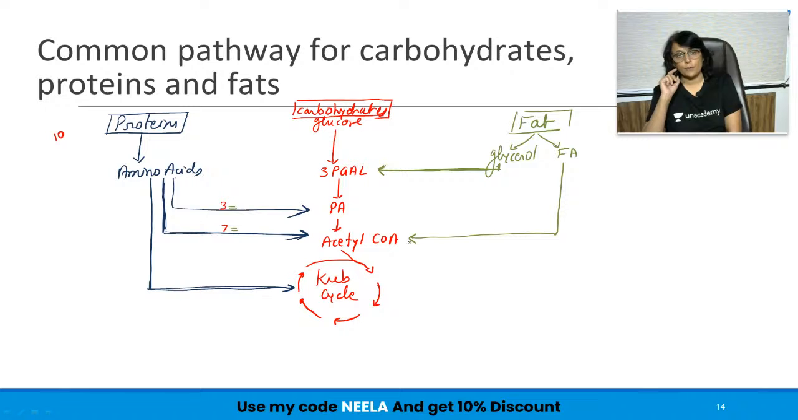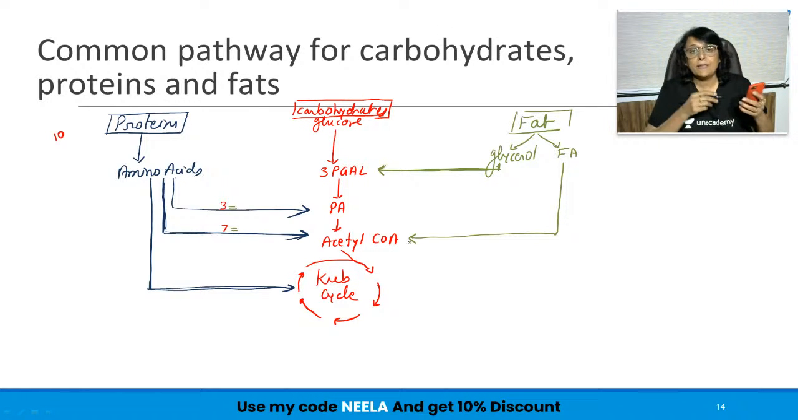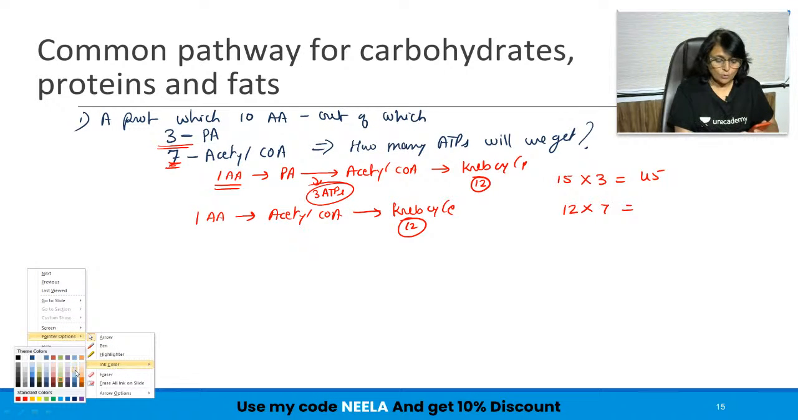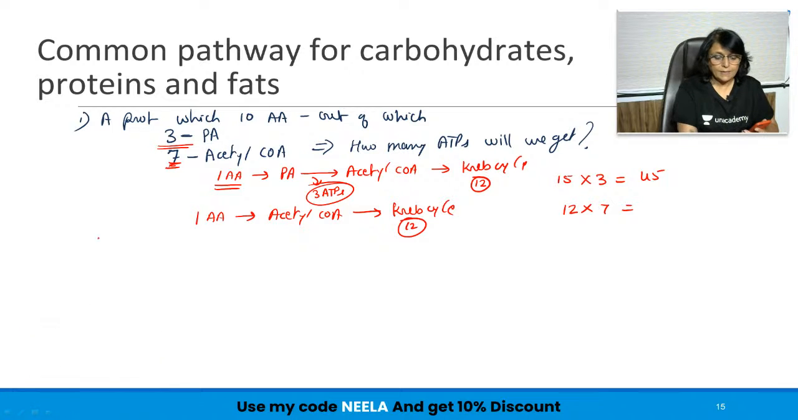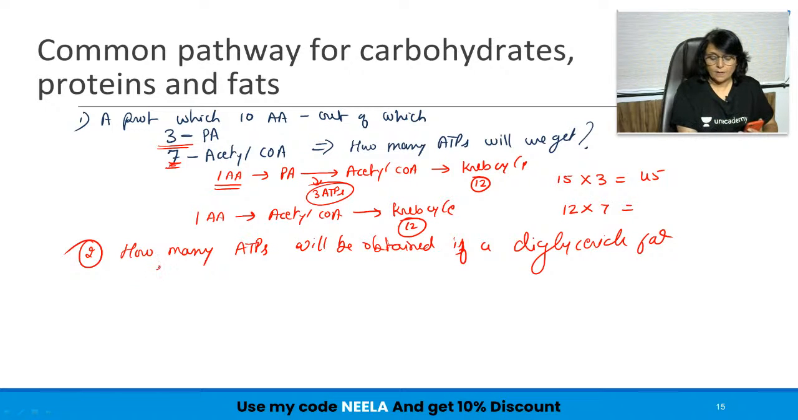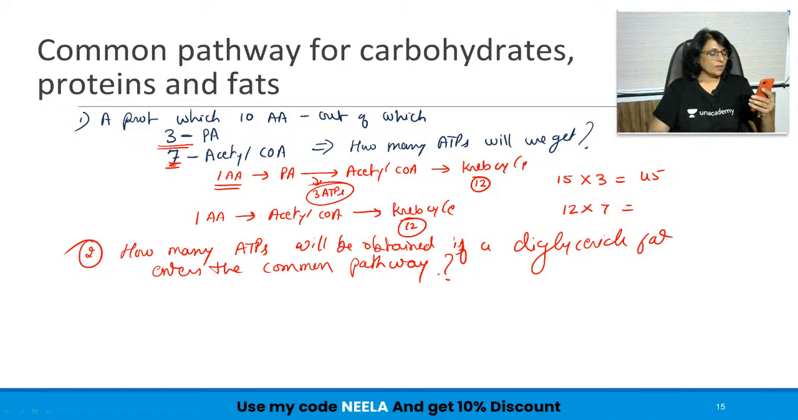Now listen to this question carefully. This will also help me understand whether you have done biomolecules or not. I guess many of you have done this chapter of biomolecules, so I will also be able to understand whether you have done it properly or not. How many ATPs will be obtained if a diglyceride fat enters the common pathway? Okay, is the question clear?